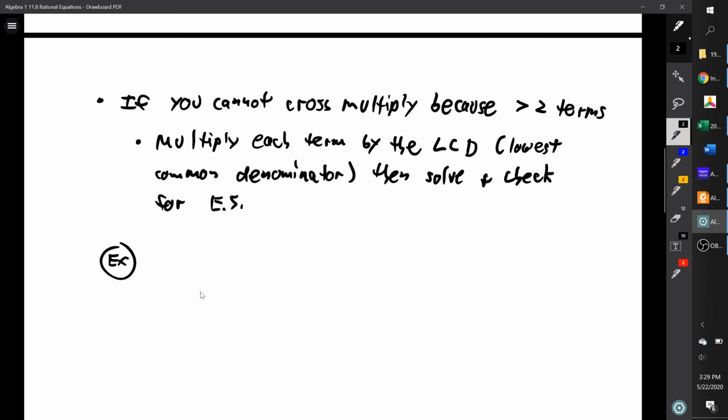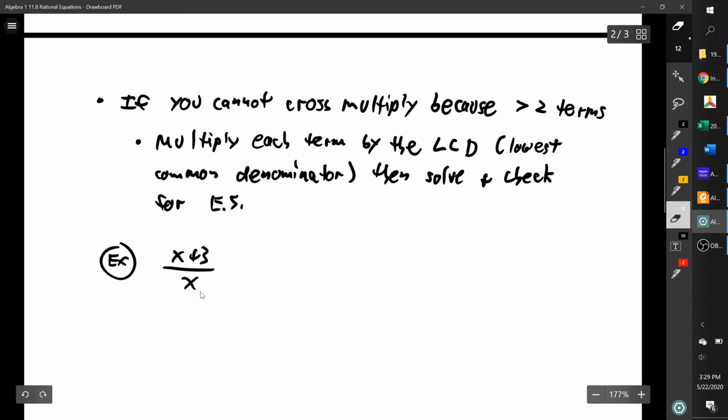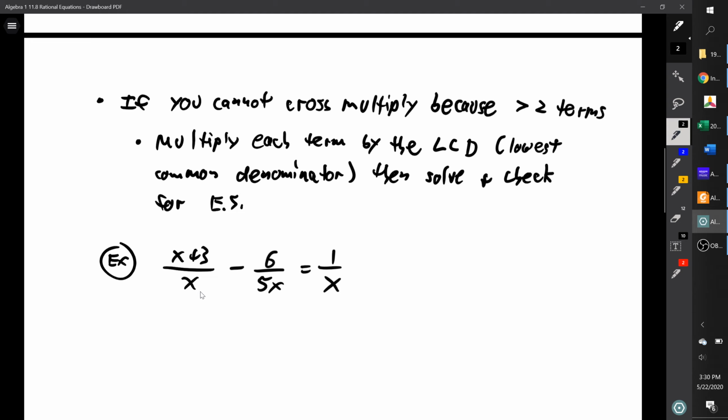So this could look like this: x plus 3 over x minus 6 over 5x equals 1 over x. So we have 3 terms going on. We have the first fraction, the second fraction, and the third fraction. All 3 terms are fractions. All 3 terms are even rational expressions here. But we cannot just cross multiply because you can only cross multiply when you have fraction equals fraction.